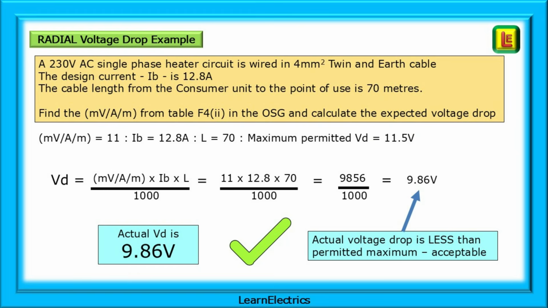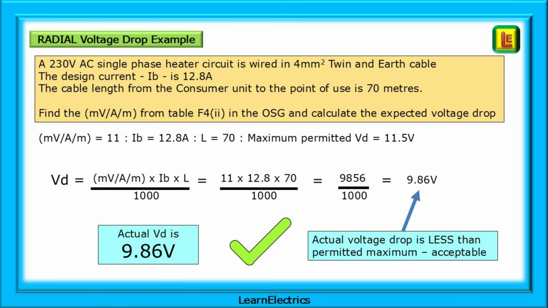We start with the voltage drop for a radial circuit with a single point of use. The question tells us that a 230 volt AC single-phase heater circuit is wired in 4 square millimeter twin and earth. The design current, IB, is 12.8 amps, and the cable length from the consumer unit to the point of use is 70 meters. Find the MVAM from table F4.2 in the On-Site Guide and calculate the expected voltage drop. The relevant data is shown below in the beige box.